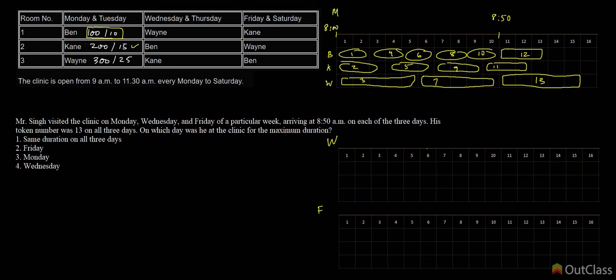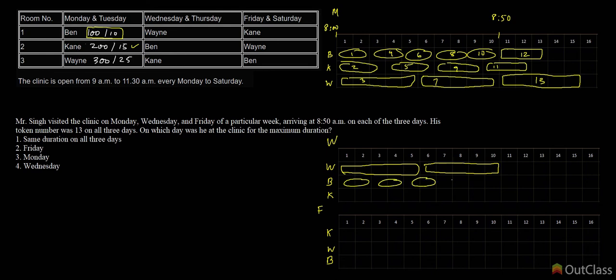And what if you look at the other 2 days? The only difference is the order in which the doctors are preferred because of the change in the room numbers. W, B, K here and K, W, B here. So W would take 25, 1, 2, B will take 10, so 1, 2, 3, 4, 5, K will take 15, so 1, 2, 3.